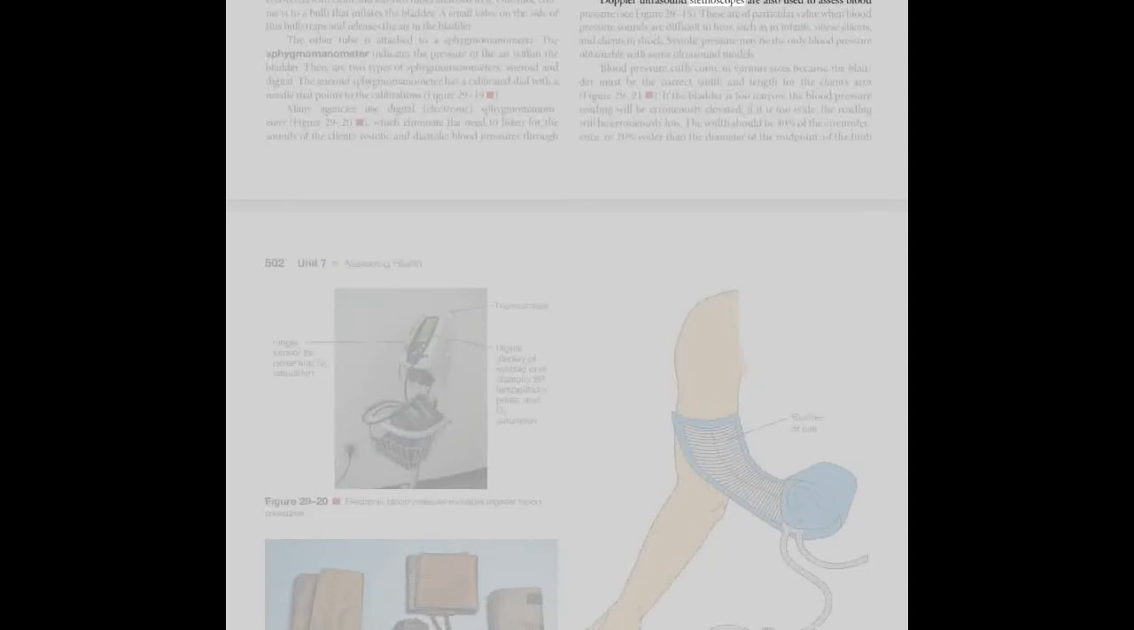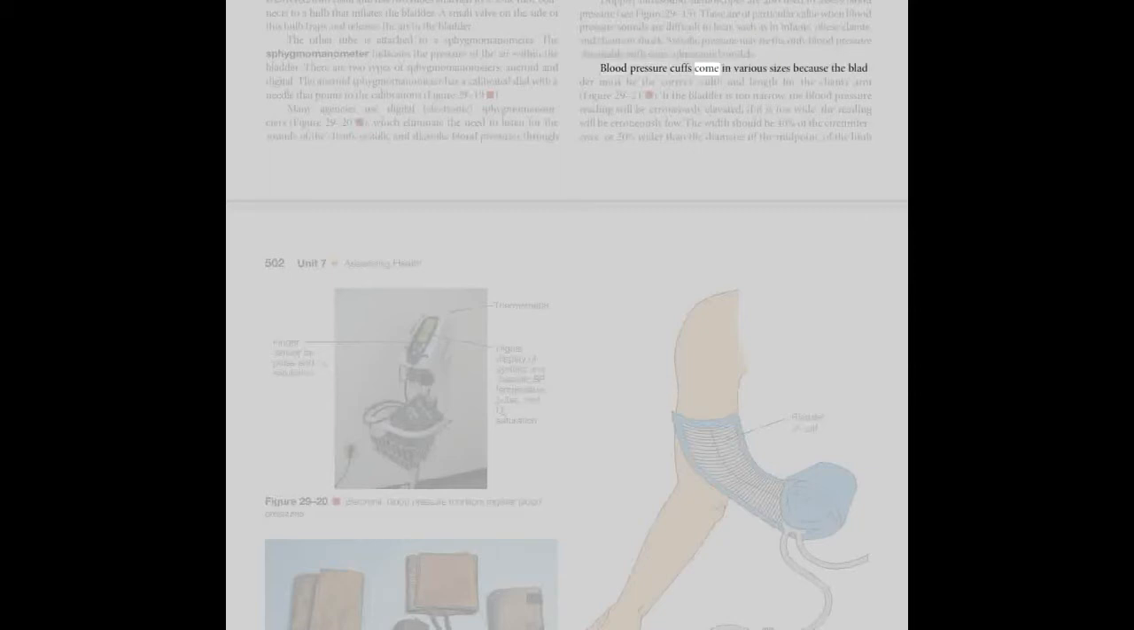A stethoscope. Electronic blood pressure devices should be calibrated periodically to check accuracy. All healthcare facilities should have manual blood pressure equipment available as backup. Doppler ultrasound stethoscopes are also used to assess blood pressure, see Figure 29-15. These are of particular value when blood pressure sounds are difficult to hear, such as in infants, obese clients, and clients in shock. Systolic pressure may be the only blood pressure obtainable with some ultrasound models.